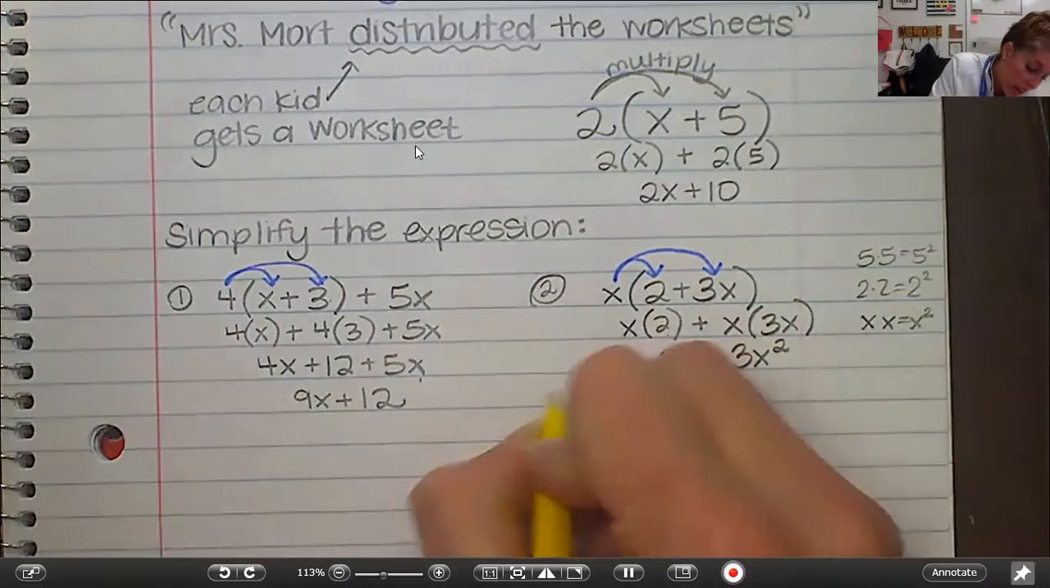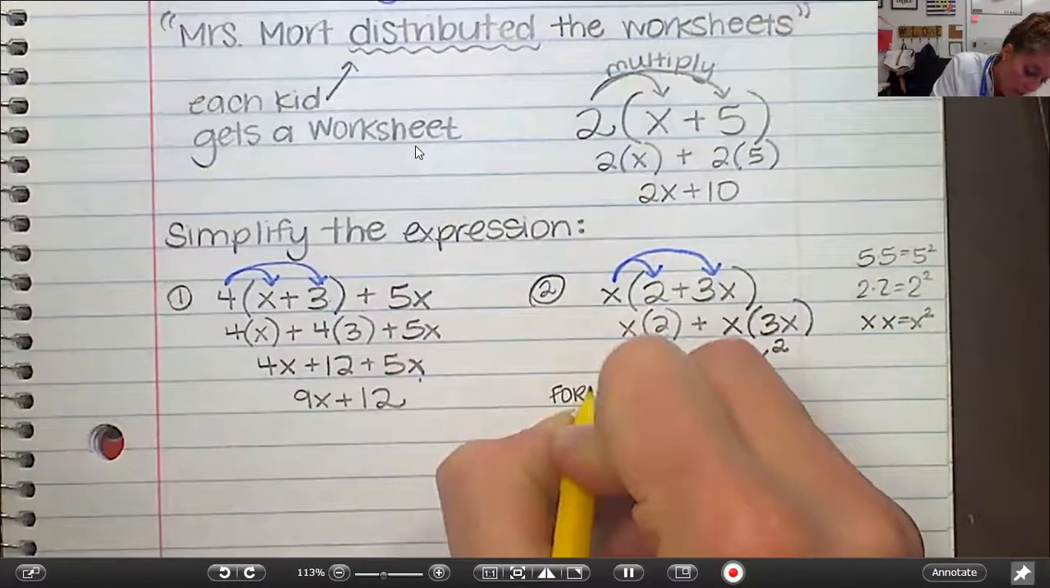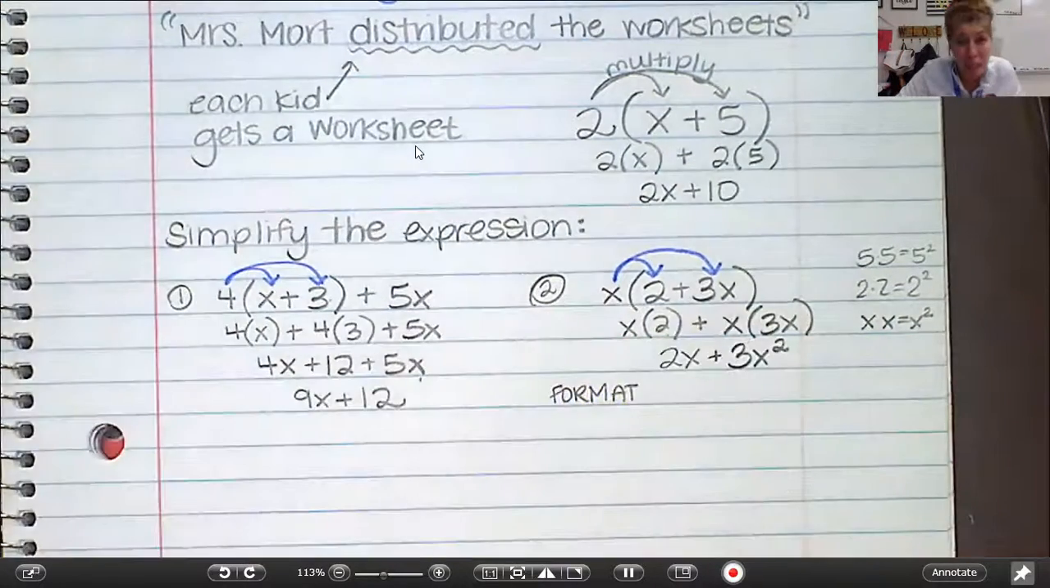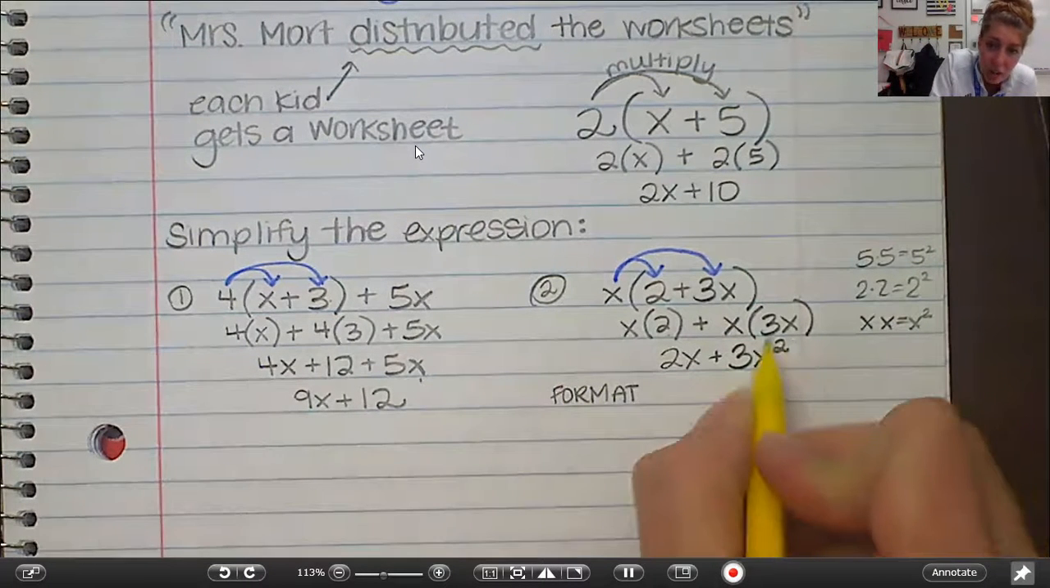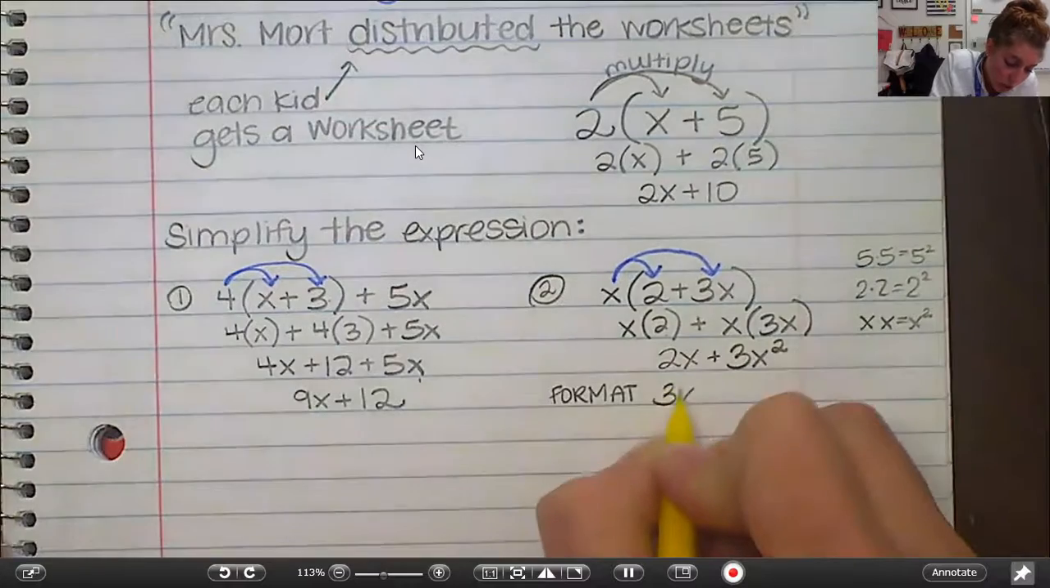Now this is just a format thing. I know we've talked about a lot of those lately, so I apologize. There is a lot for this kind of material. Whatever exponent is highest goes first.